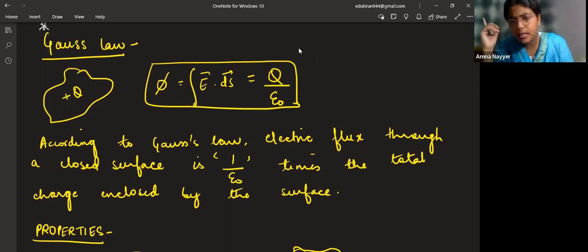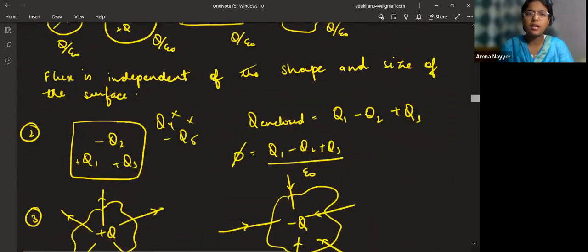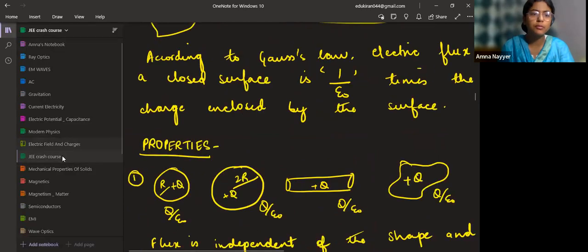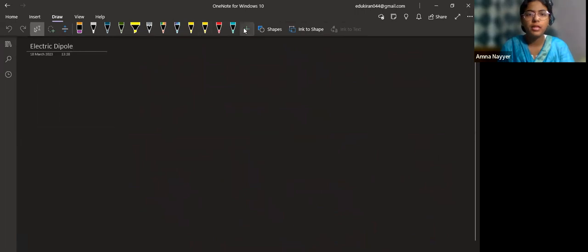The way in Ampere's circuit law also we take the current enclosed within the loop, similarly here also it is 1 by epsilon naught times the charge enclosed. So you can calculate flux in whichever way you want: E dot ds, integral of E ds, ES cos theta, just equate it to Q by epsilon naught. The rest of the properties are not very important. Let us start practicing some numericals from this. Some questions from dipole, let's do. First, try it by yourself. Take 2 minutes, note the question, then I'll discuss it with you.